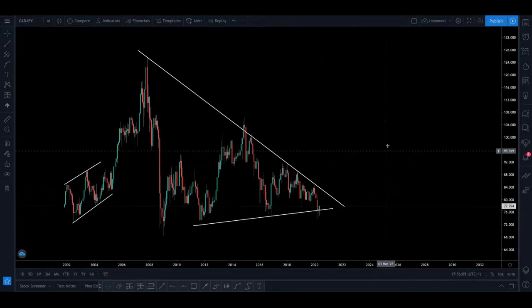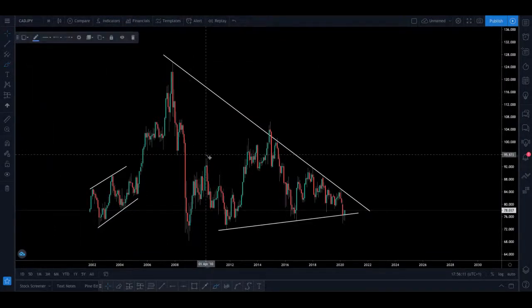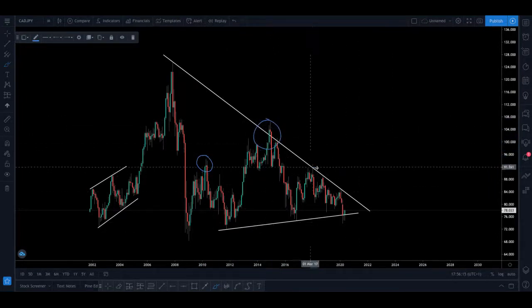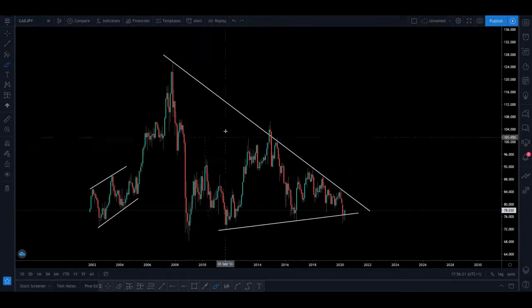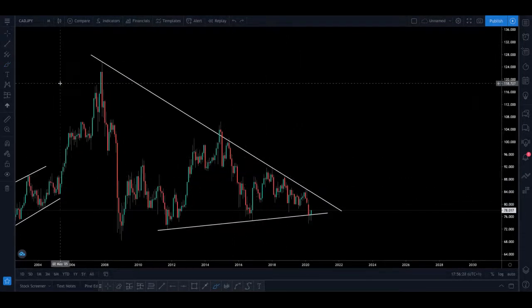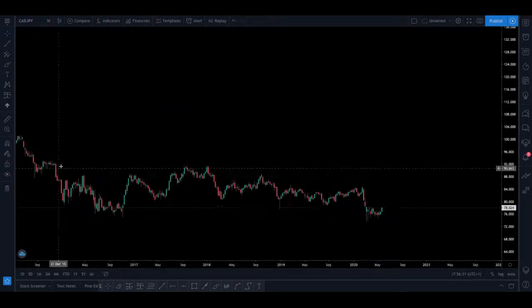This looks more like a head and shoulders pattern, so I'll draw this out using this brush tool. This would be the left shoulder, this would be the head, and this would be the right shoulder, which would imply bearishness in the market, and also this shorter term head and shoulders, which I'll outline with you on the weekly. So right now I'll move down to the weekly with you guys.